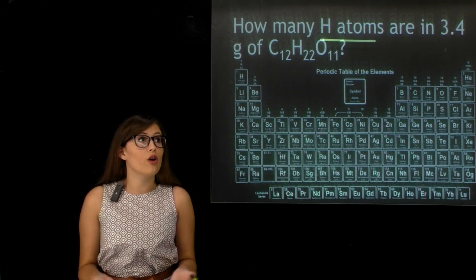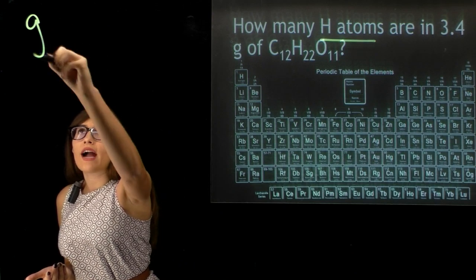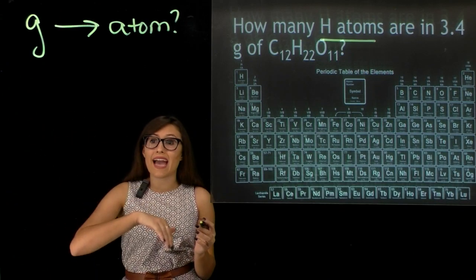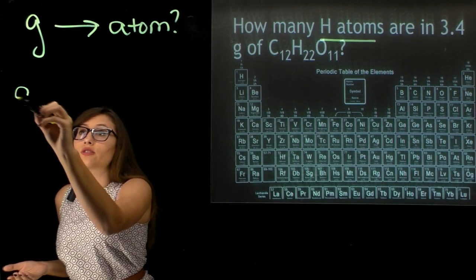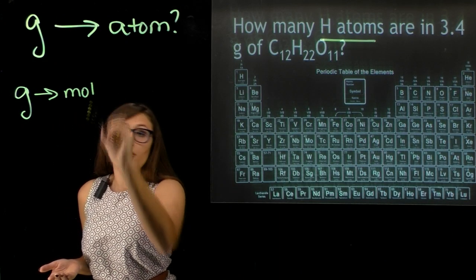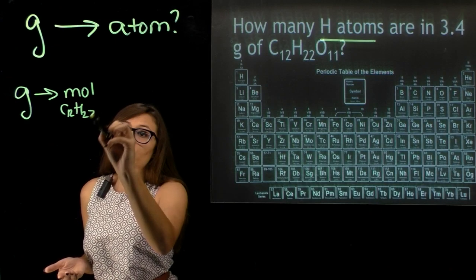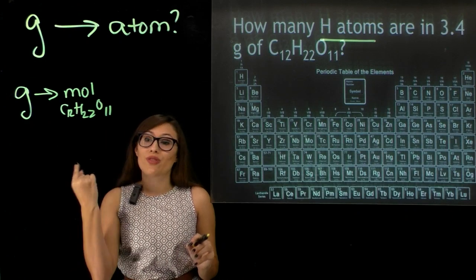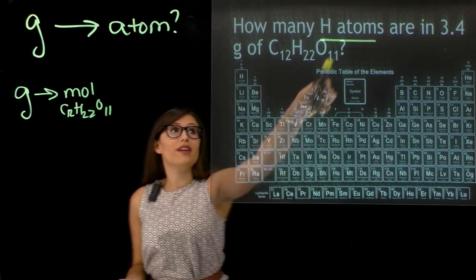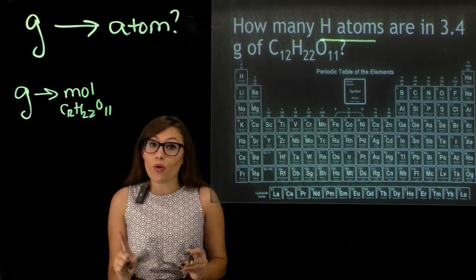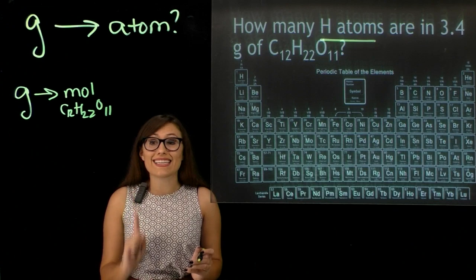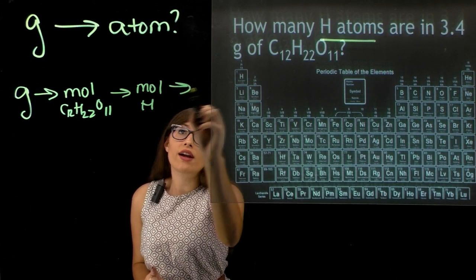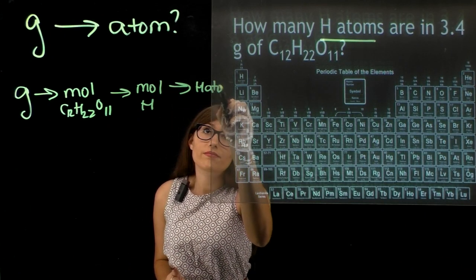Well, in order to go from grams to atoms, what is our first step? We first need to convert to moles. So we're going to go from grams to moles of sample, so of C12H22O11. But do we want moles of our sample? No, we want to then convert to moles of hydrogen, because we ideally want hydrogen atoms. It is important when you read these questions that you identify exactly what you need. So then we need to convert to moles of hydrogen, and then finally to hydrogen atoms.